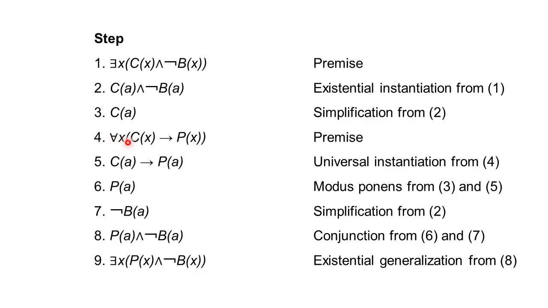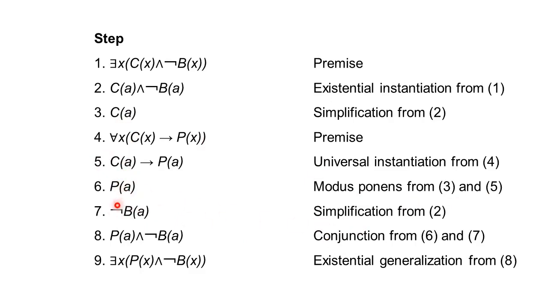For all x, Cx implies Px. That is a premise. It is given. Similarly, it is instantiated with a value a: Ca implies Pa. And using modus ponens from 3 and 5, we get Pa.